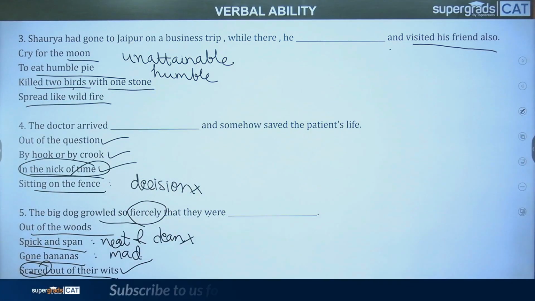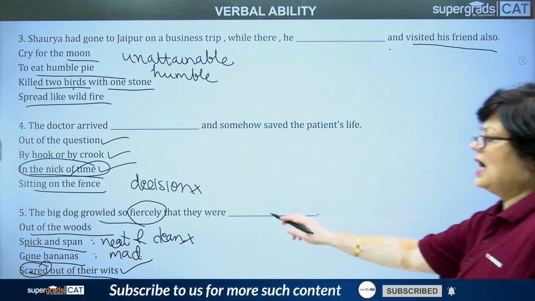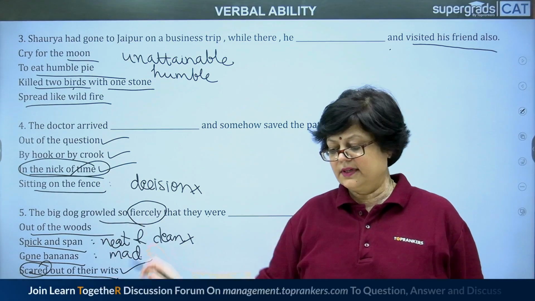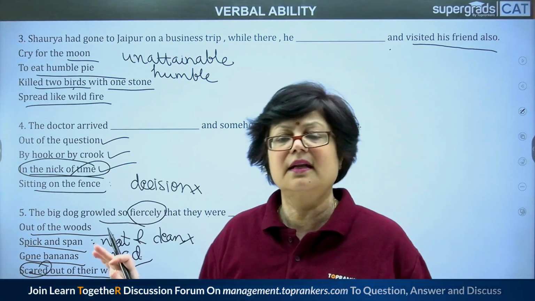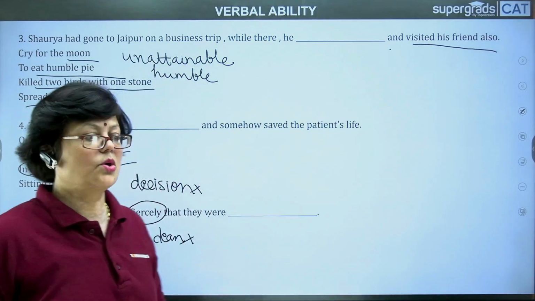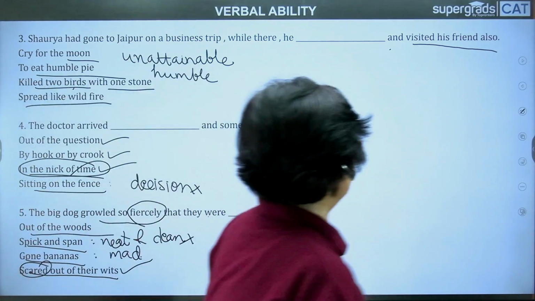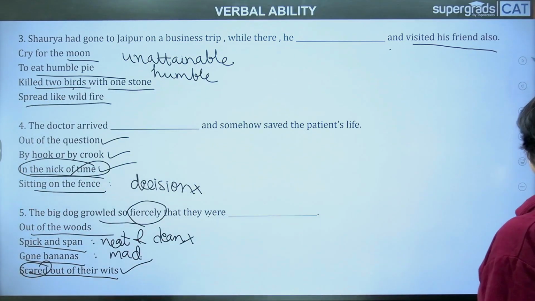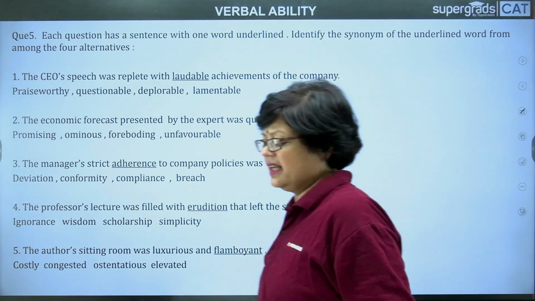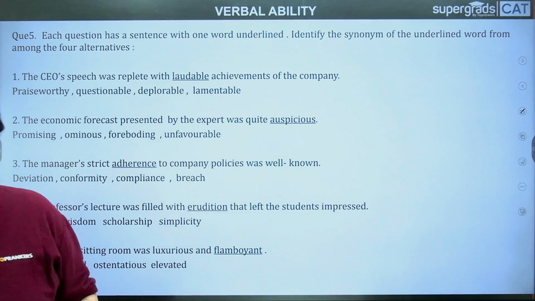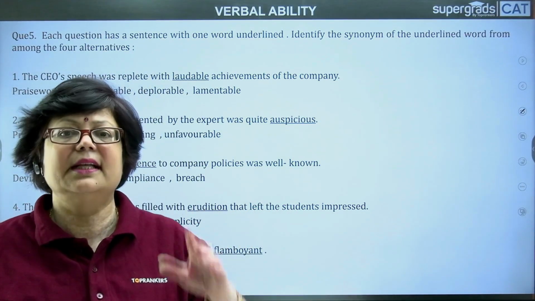So let us read it again. The big dog growled so fiercely that they were scared out of their wits. That they were very, very much afraid. Okay. They were morbidly afraid. That is called scared out of their wits. Right. So you find how you have to reach the correct answer. You have to examine all the options and you have to think logically and make connections, and then only you will be able to reach the correct answer and go on eliminating the wrong options also.